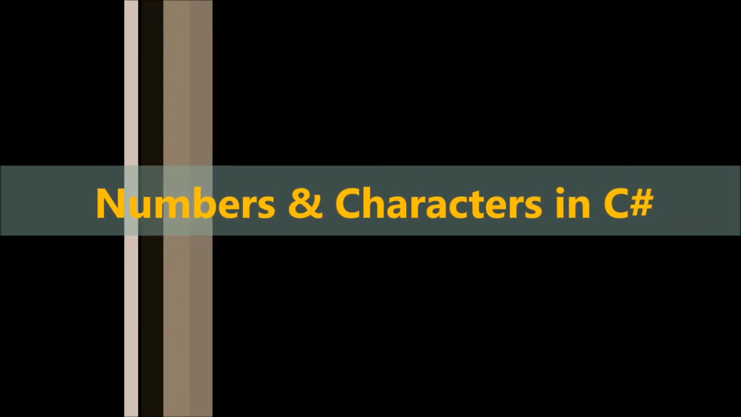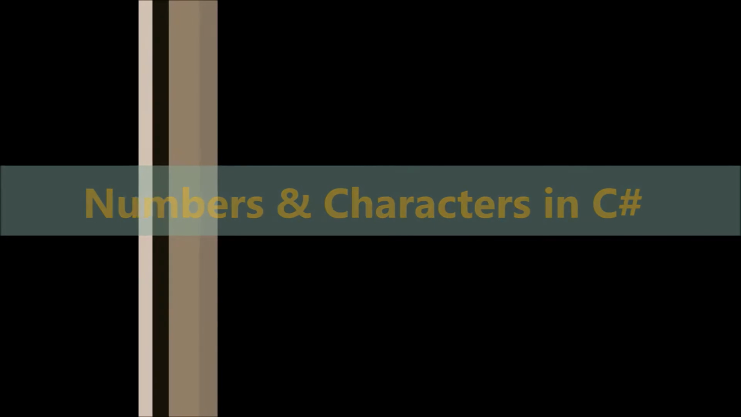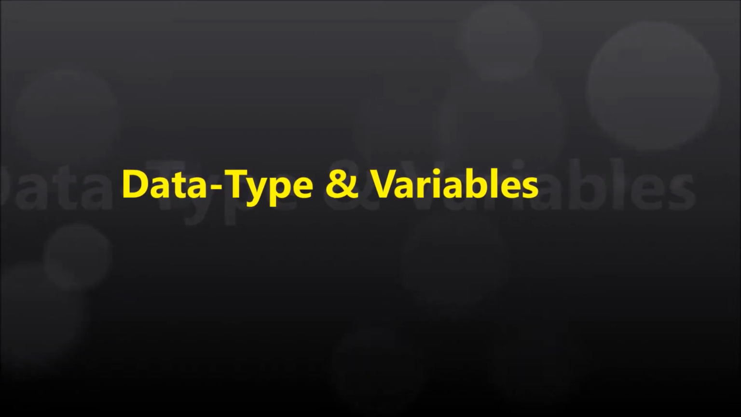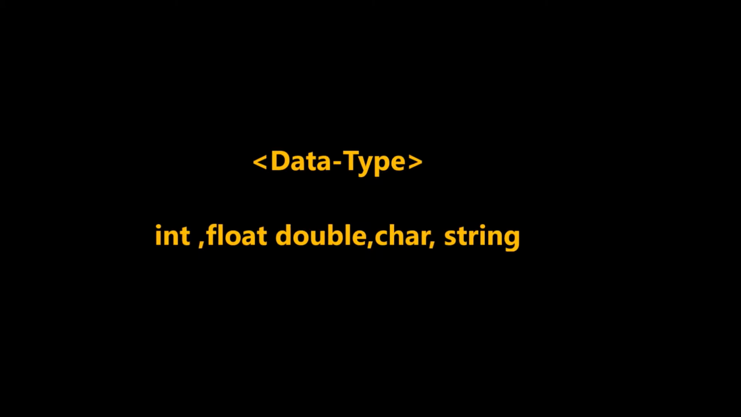In this section we will see how we can deal with numbers and characters in C# programming. To do so, we have data types and variables in C#. Data types are used everywhere in C# programming. To perform any specific task, first we are required to inform the compiler about the data type for processing.